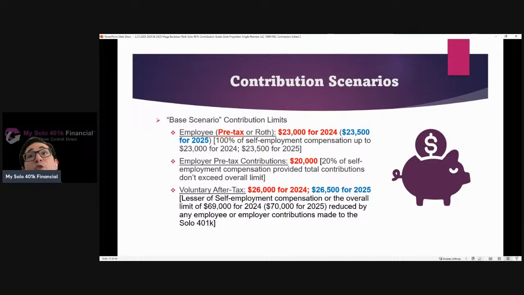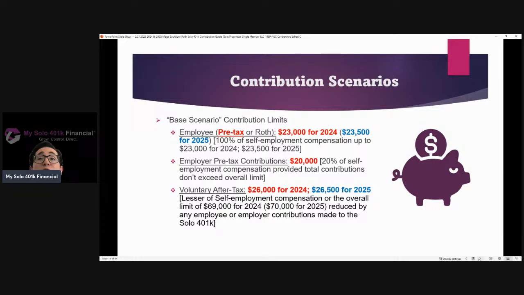If it's after April 15th, they could still sign up, but they'd only be able to make employer or voluntary after-tax contributions for 2024. That's assuming they didn't have another plan somewhere else, like a basic plan at a discount brokerage that they're restating. So in this basic scenario, the individual is going to be able to contribute $23,000 for 2024 as a pre-tax employee, $20,000 or 20% as a pre-tax employer. So they got $43,000 in their pre-tax account.